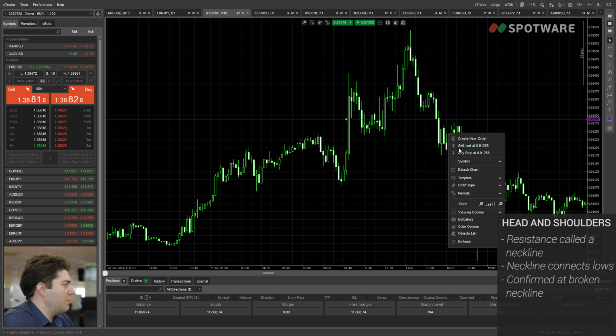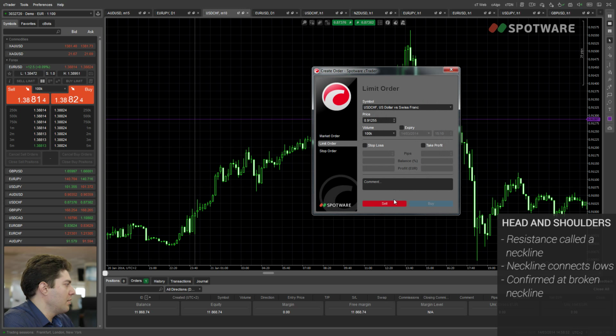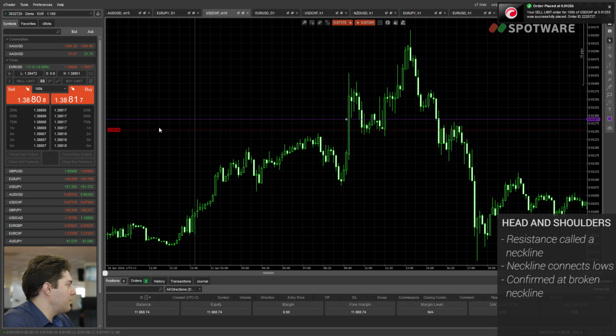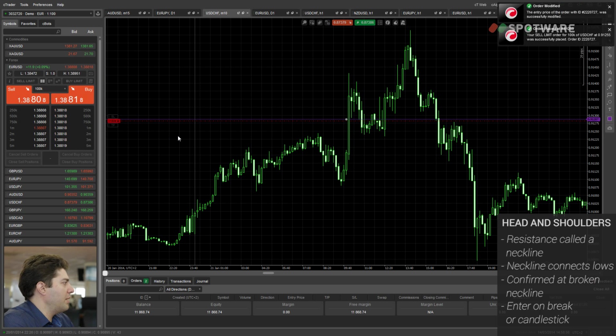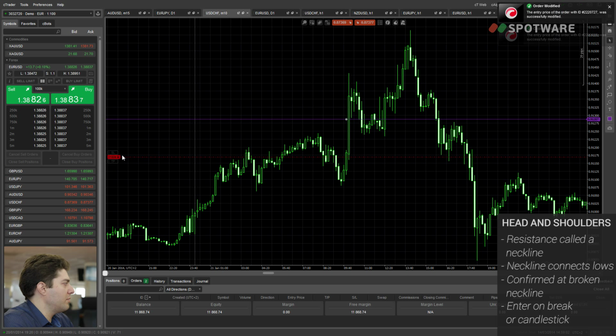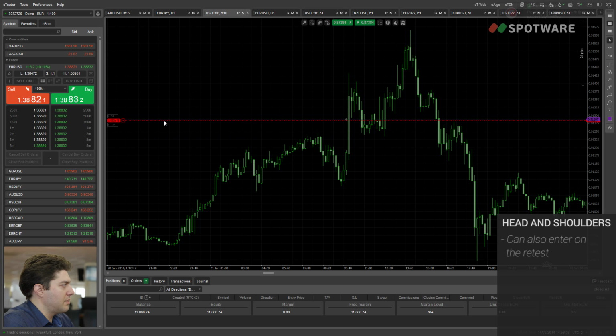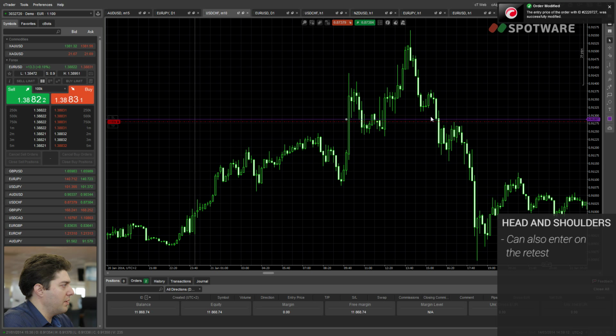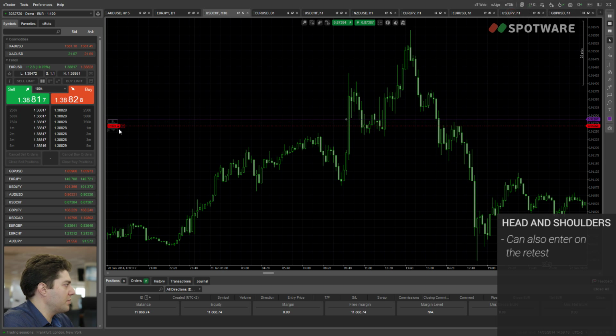I'm going to show you how we enter. Again, you can enter immediately on the break, like this. You can enter on the first candlestick that is plotted below the neckline here. Not recommended with this kind of pattern because you go very low. Or you can enter at the retest, which is here when it goes down and it retests the support. You can enter somewhere around here.